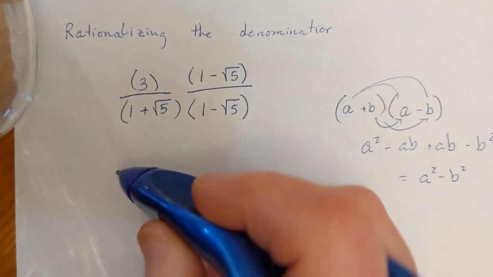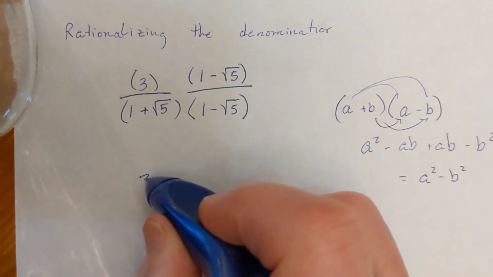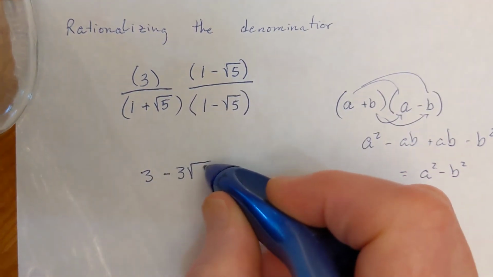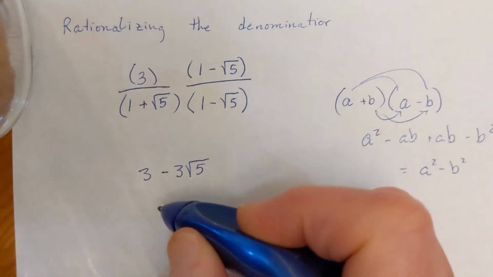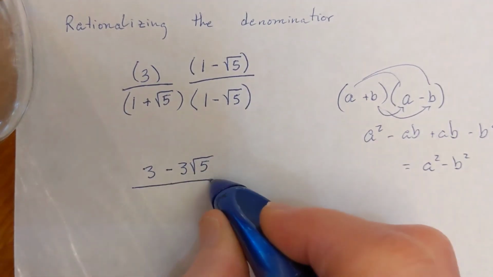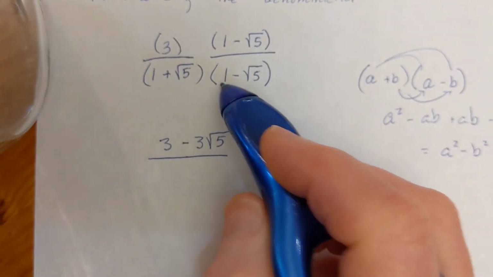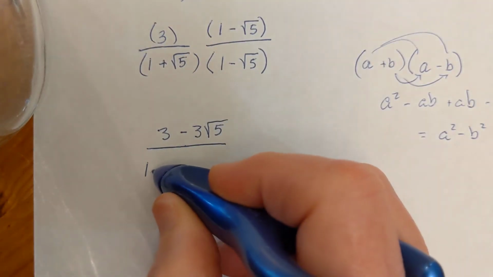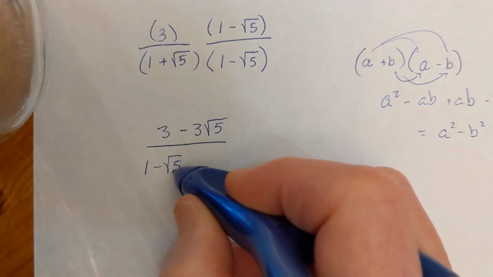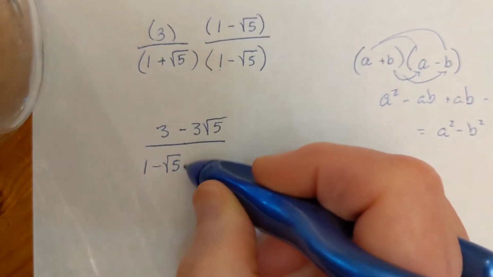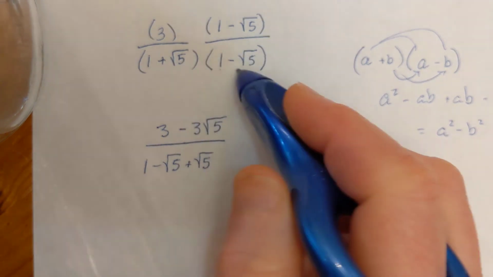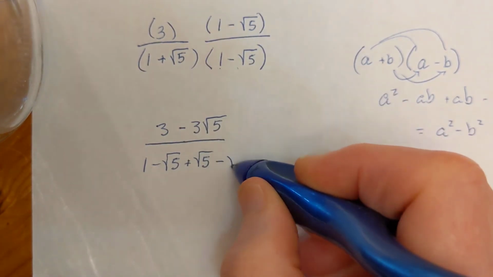So for my numerator, I'm going to multiply 3 times 1, and I'm going to multiply 3 times negative square root of 5. That's my new numerator. My denominator, I'm going to multiply 1 times 1. I'm going to multiply 1 times negative square root of 5. Square root of 5 times 1. And square root of 5 times negative square root of 5.